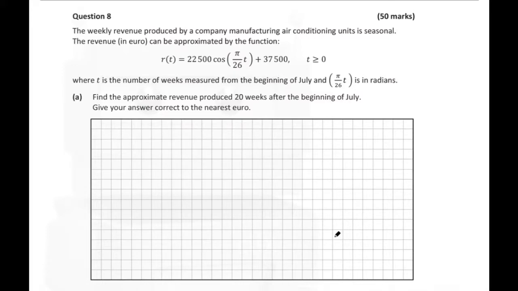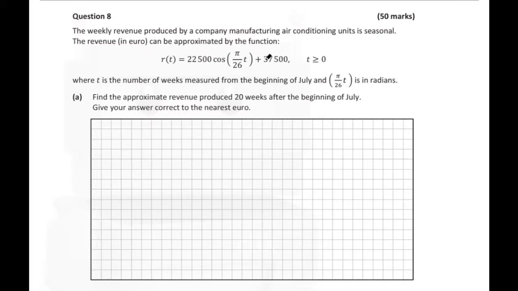So in this question, we're looking at applications of differentiation, and it is a section B question, meaning we're going to be pulling on different areas of the course to solve the problem. They tell us that this is the weekly revenue produced by a company manufacturing air conditioning units, and it's seasonal. The revenue in euro can be approximated by this function, R(t) = 22,500 cos(πt/26) + 37,500.